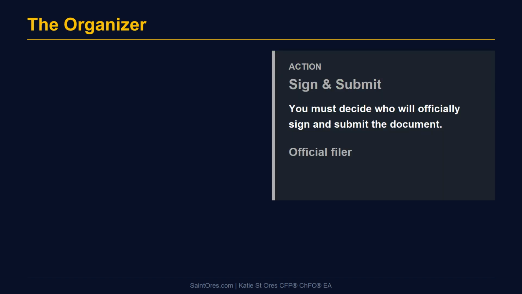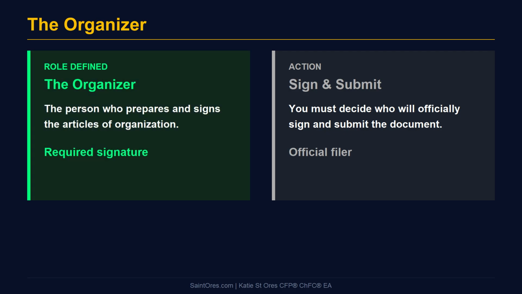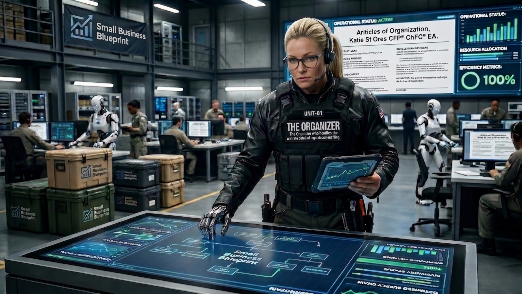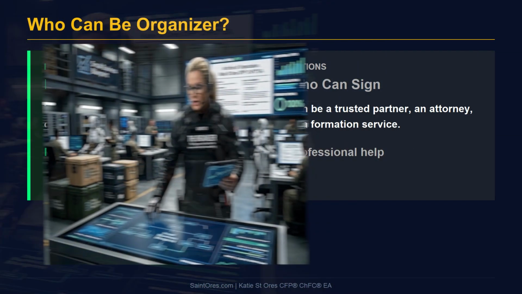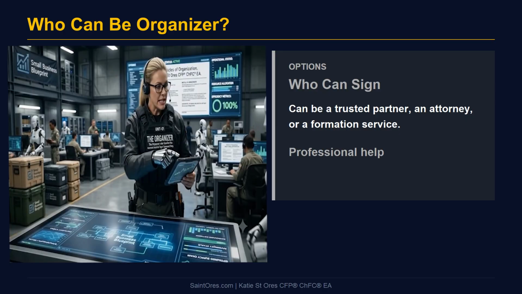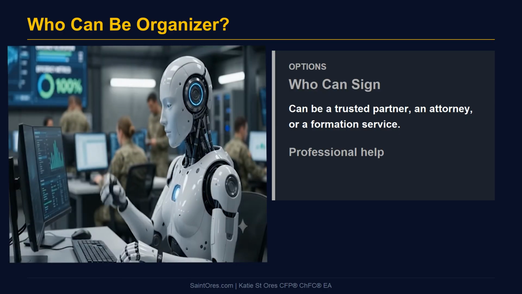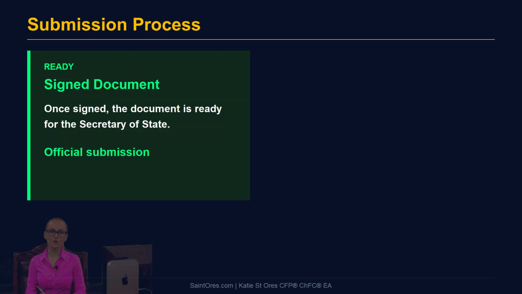Next, you must decide who will sign and submit the document. The person who prepares and signs the Articles of Organization is known as the Organizer. The Organizer does not have to be an owner of the limited liability company. It can be a trusted business partner, an attorney, or a professional formation service. Once the Organizer signs the document, it is ready for submission to the Secretary of State.